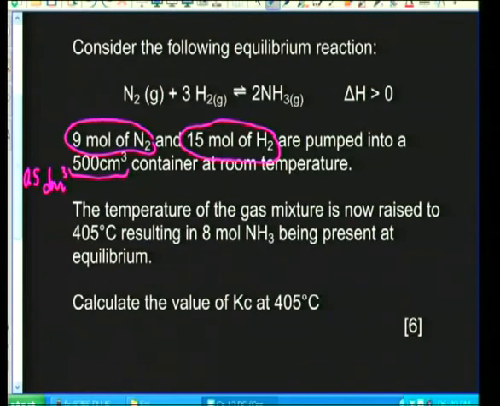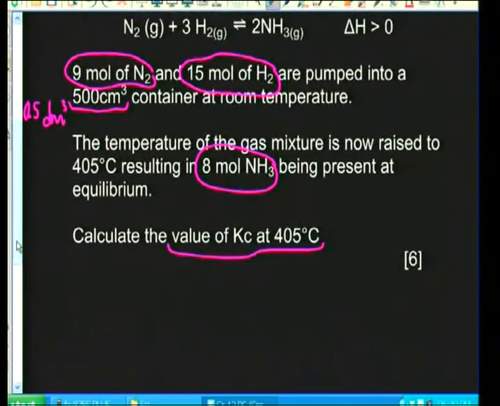Container at room temperature. The temperature is now raised to this, resulting in 8 moles of ammonia being present at equilibrium. Calculate this new value of Kc. Okay, so I've got quite a bit of information, and again, I find it easiest to work in a table.